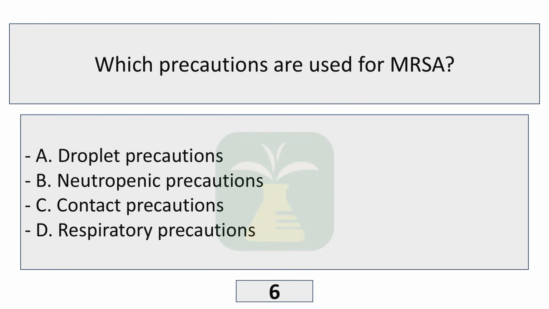Which precautions are used for MRSA? A. Droplet precautions. B. Neutropenic precautions. C. Contact precautions. D. Respiratory precautions. Correct answer. C. Contact precautions. MRSA spreads through direct contact.